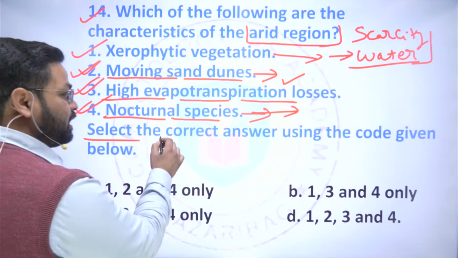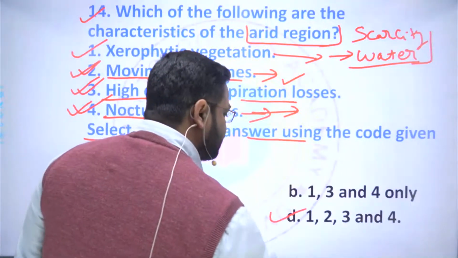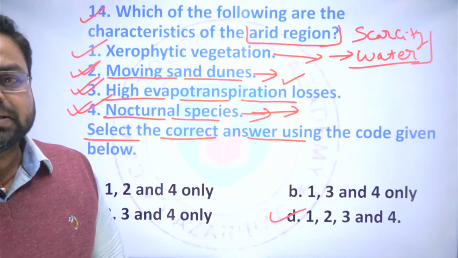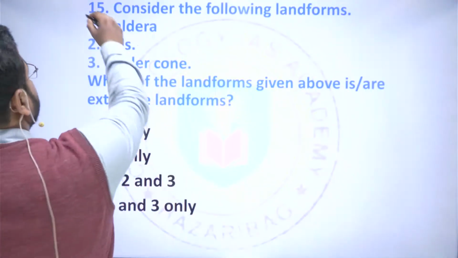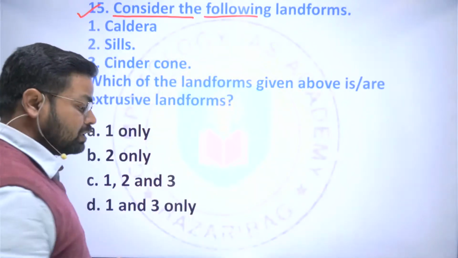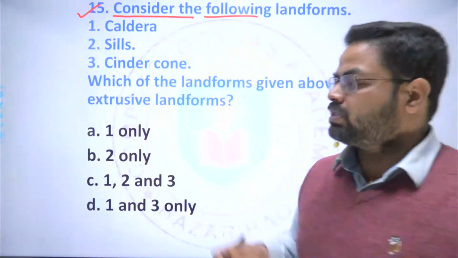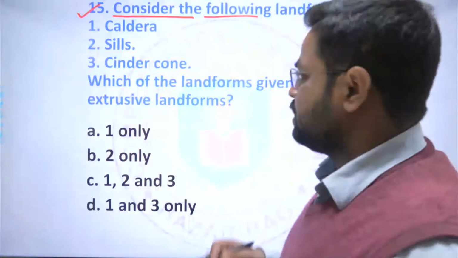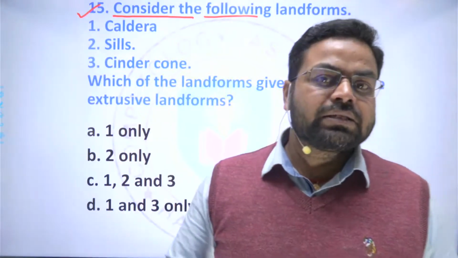So here select the correct answer using the codes given below. So the answer will be option D. Right, now come to the next question. Here the next question says: consider the following landforms. So again this is a question from physical geography and a simple question from NCERT, and most of the students do what, they don't read the NCERTs.